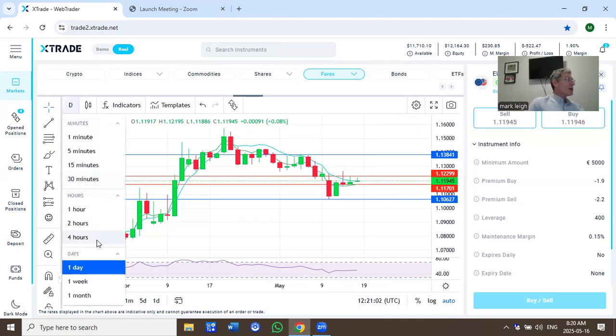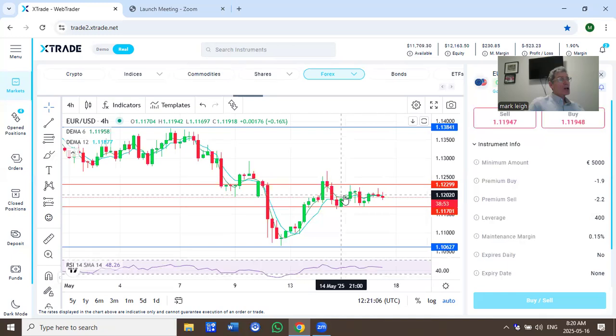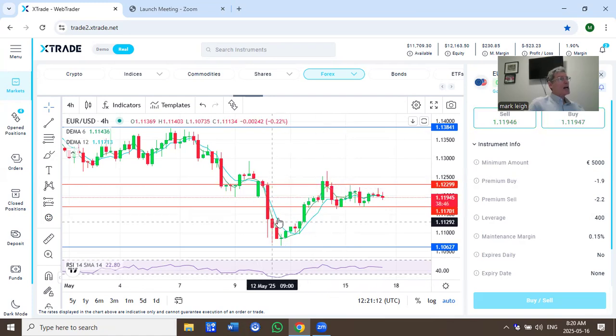That's on the daily. If I go to the 4-hour, you can see we're sitting right in the middle of this 4-hour range, 111.70 downside and 112.30 on the upside. Hasn't yet picked a direction for the day. Let's have a look at the pound.